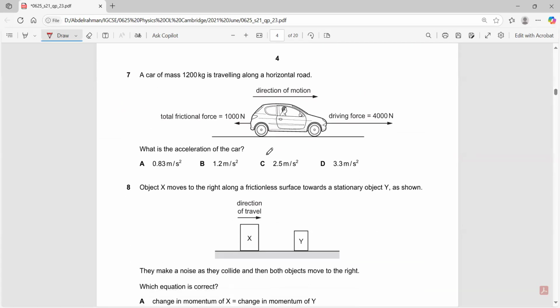A car of mass 1,200 kilograms is traveling along a horizontal road. Total friction force is 1,000. The driving force is 4,000. What is the acceleration of the car? Can I find the acceleration? Yes.